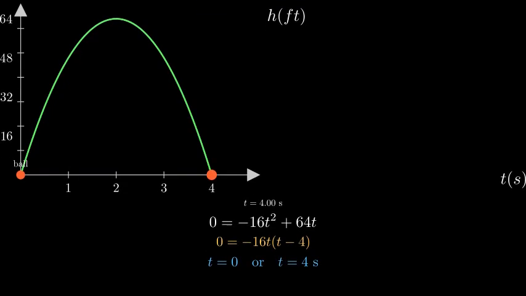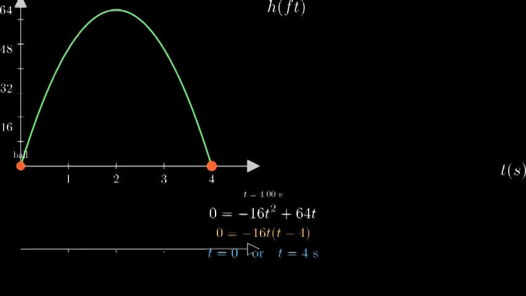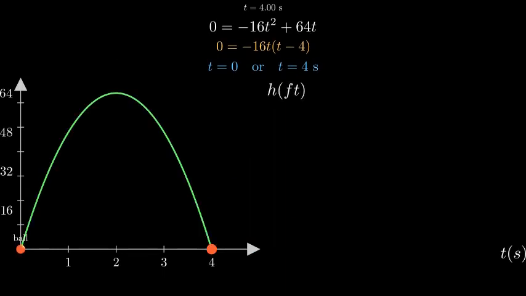By the zero product property, either -16t = 0, which gives t = 0, or t - 4 = 0, which gives t = 4. These correspond to the times when the ball is on the ground, at the start, 0 seconds, and again at 4 seconds. Let's mark those points on the graph so we can see them.